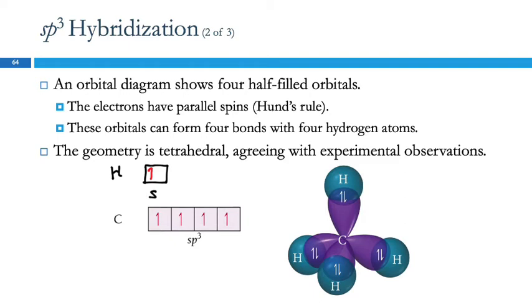This works with experimental observations because carbon and hydrogen form CH4, not CH2, and the bond angles are 109.5, and by hybridizing those orbitals, now we get bond angles of 109.5.